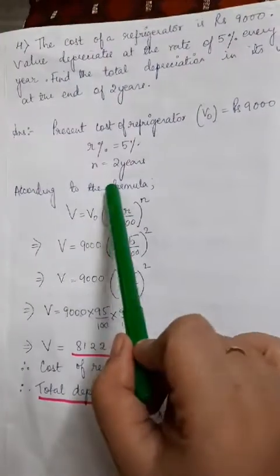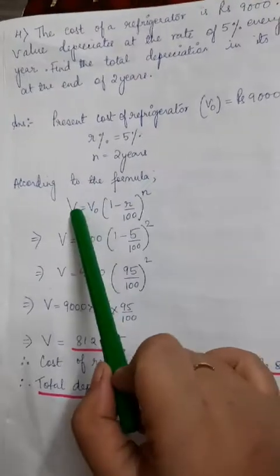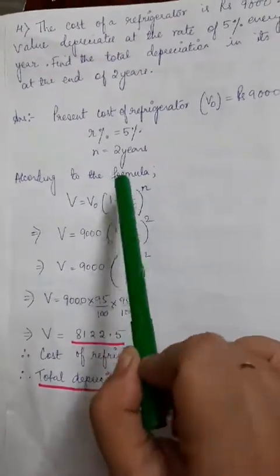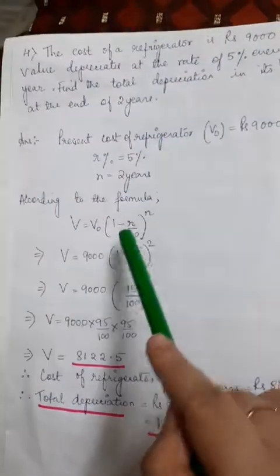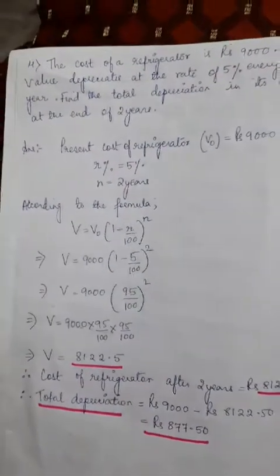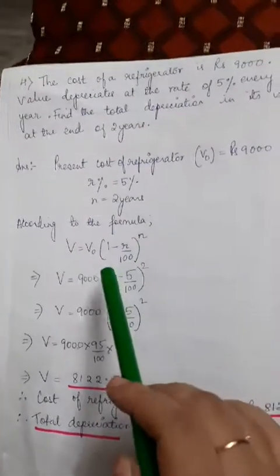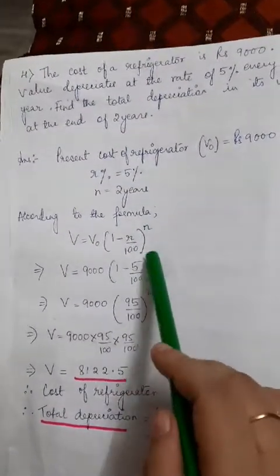So by the formula of depreciation, V is equal to V0 (1 minus R by 100) to the power T. So children, remember, when depreciation is there, you'll use minus. When growth is there, you will use plus sign. 1 minus 5 by 100 whole square.